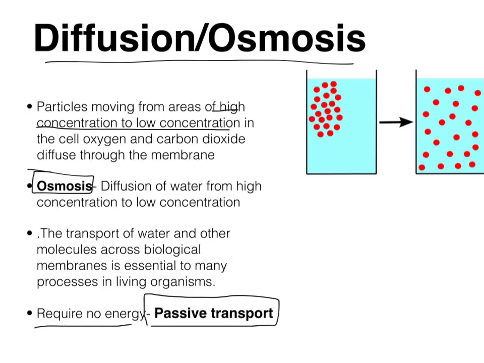So these don't require any energy. Life knows better. This is passive transport. Oxygen, carbon dioxide, and water will move in and out of the membrane without the use of ATP.